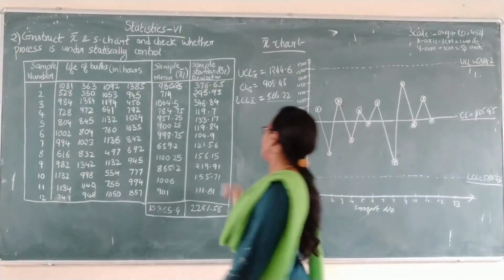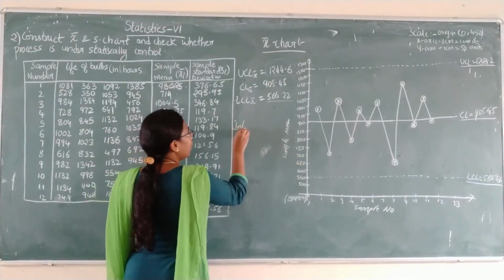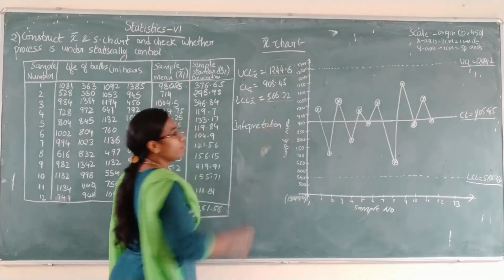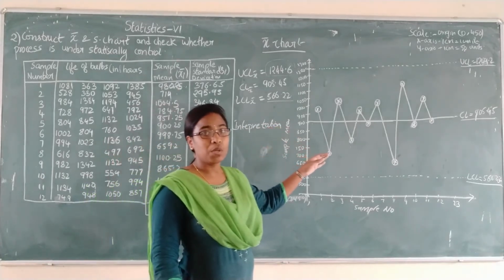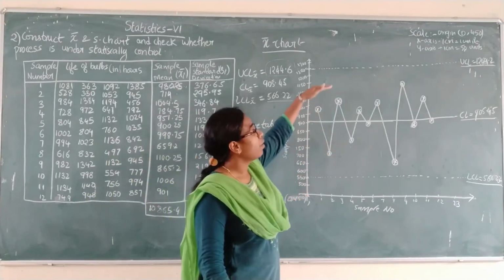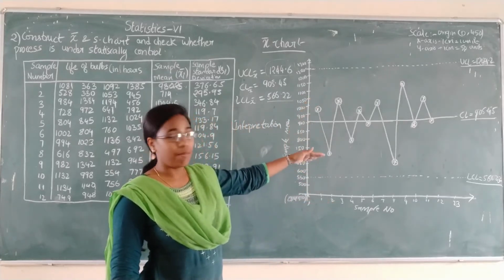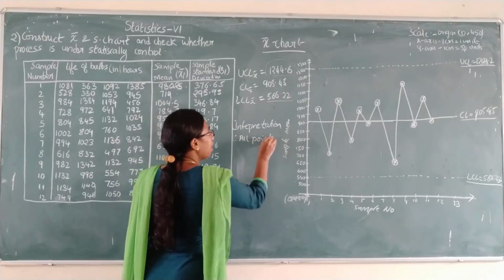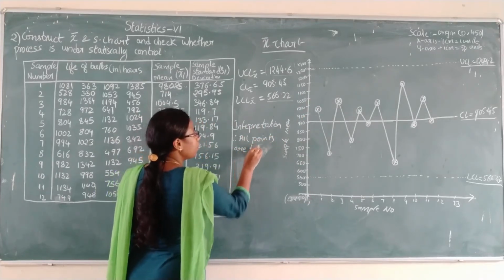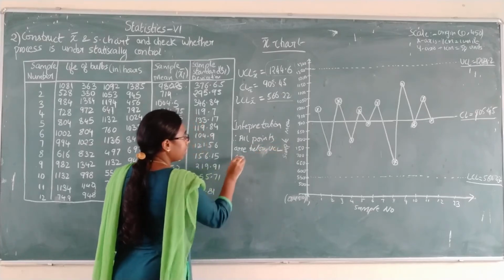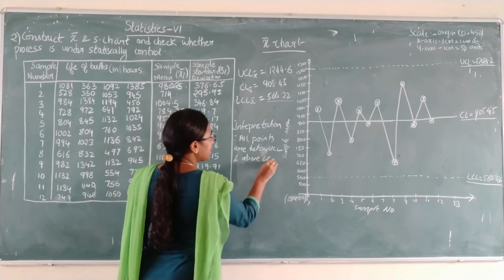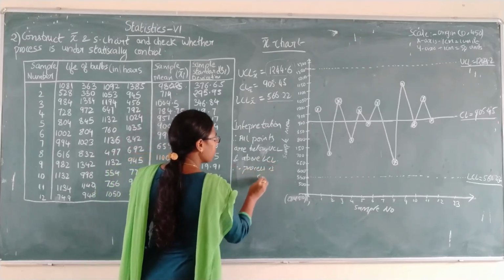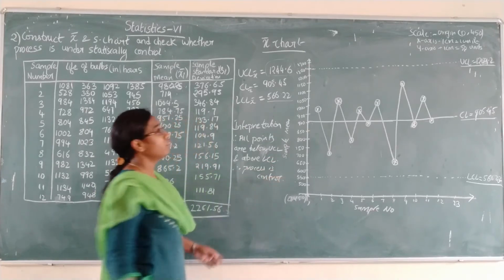Now what interpretation are we going to make? What can we conclude from this? If you observe, all the sample mean values we have plotted are below the UCL and above the LCL. Therefore, all points are below UCL and above LCL, so the process is controlled. Here the process is controlled for the mean chart.